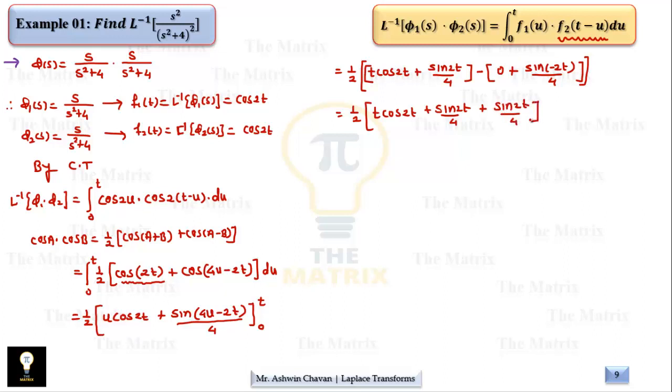That's it. Now sine 2t by 4 plus sine 2t by 4 is sine 2t by 2. That is 2 times sine 2t by 2. So it is half of sine 2t. And this is the answer for the inverse Laplace transform of the given function. Okay, so it's very easy. You only need to calculate the integral value. Next example.